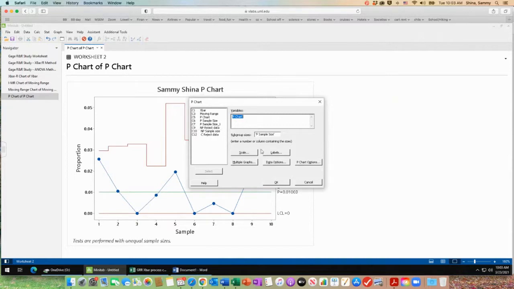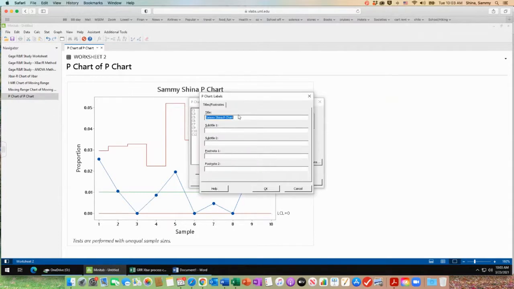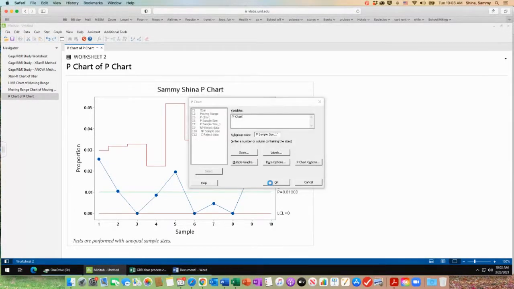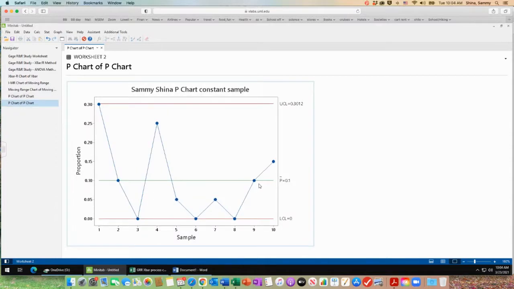So in this case, on the sample size, we can put in sample size 1. Sorry, first we got to delete that, and then we put sample size 1. Labels, again, Sammy, Shina, P chart. Constant sample. Okay. And we run it, and there's our constant sample P chart.